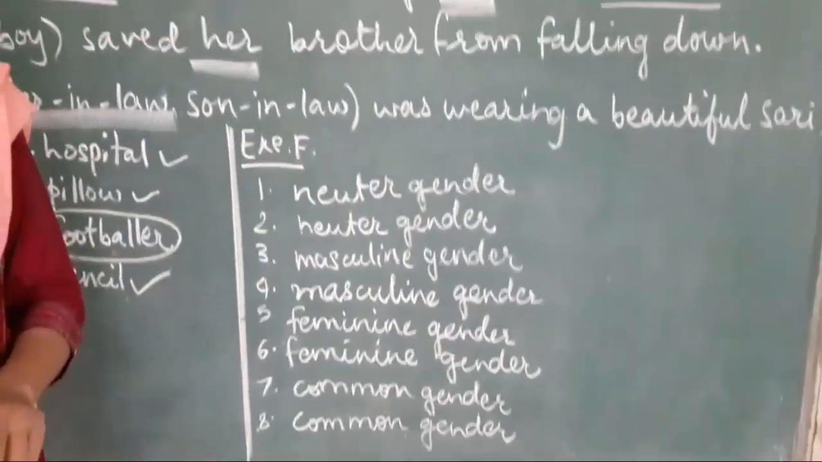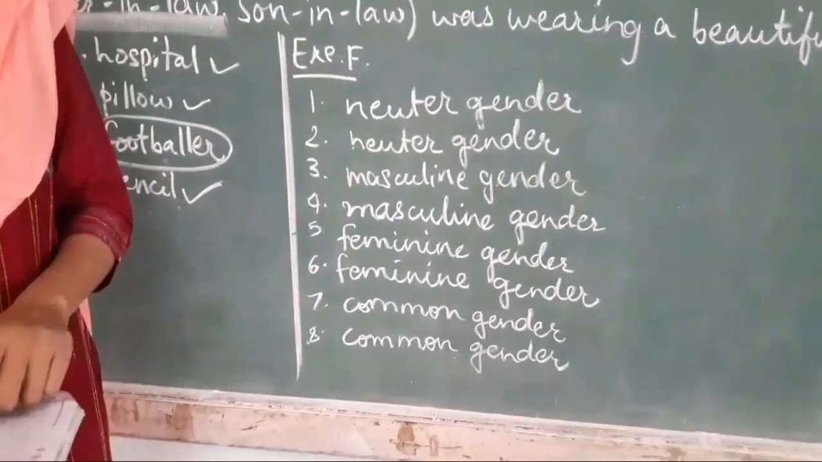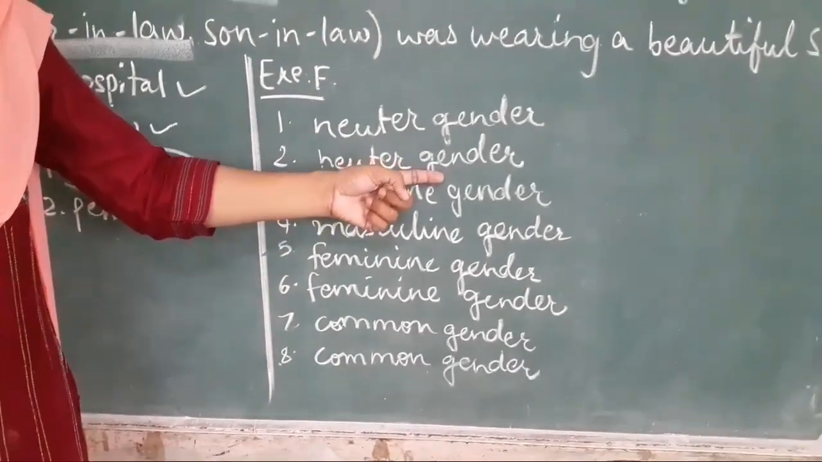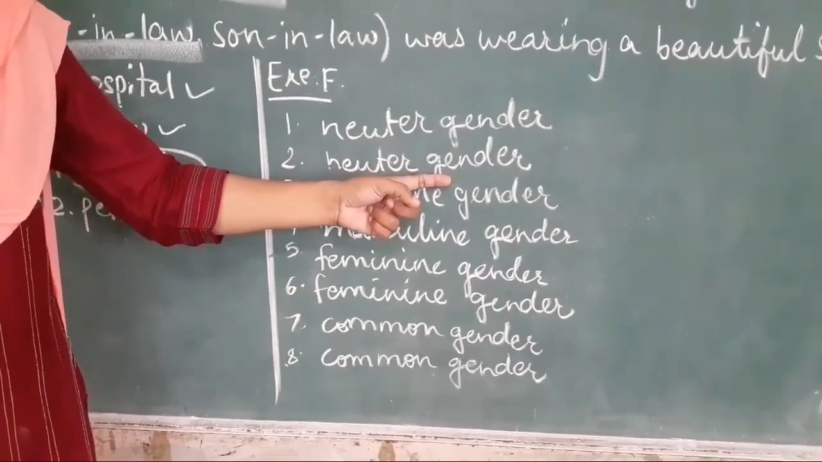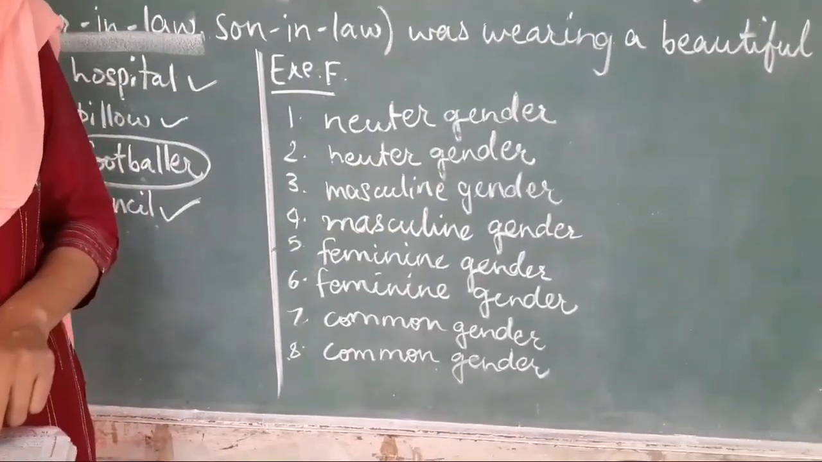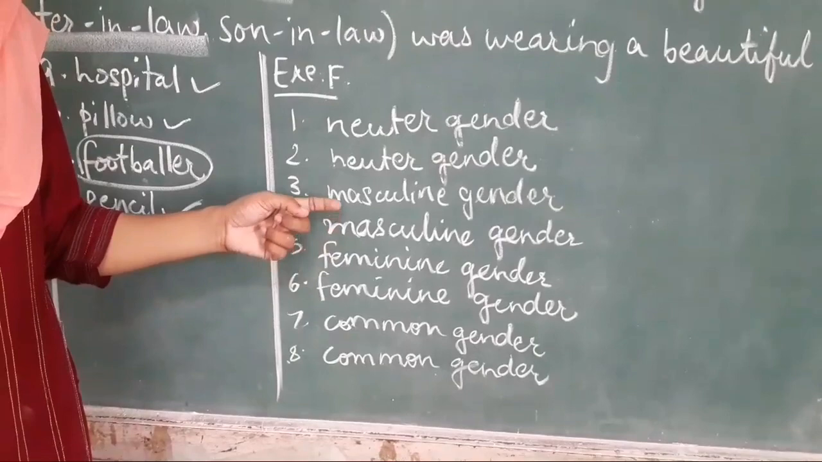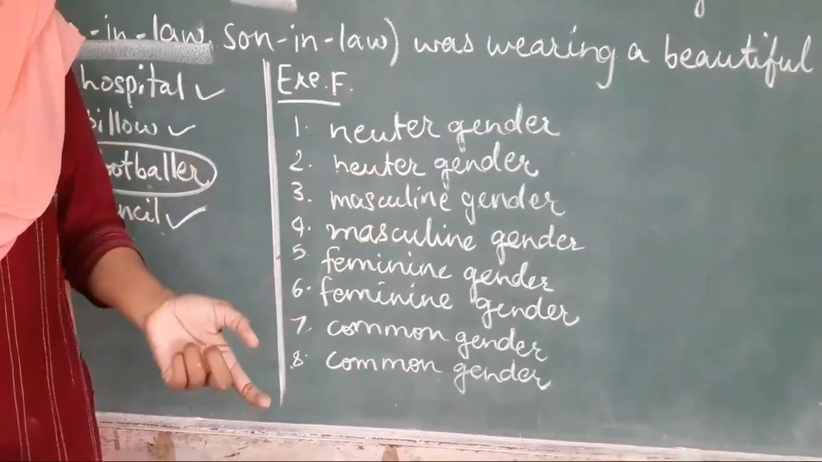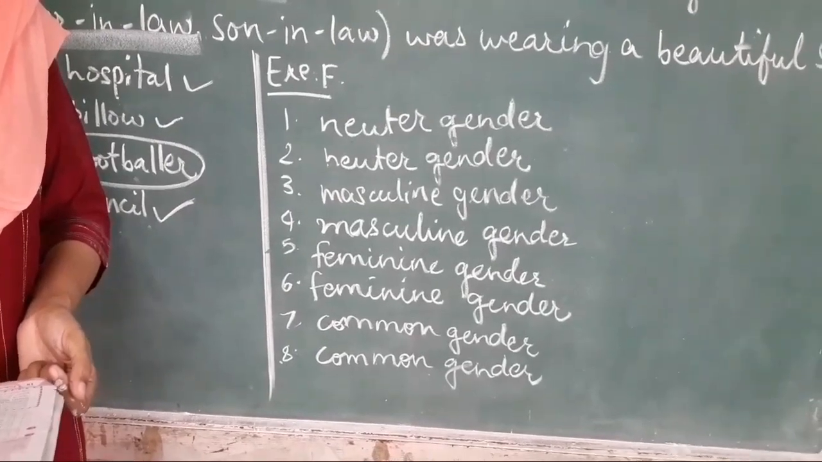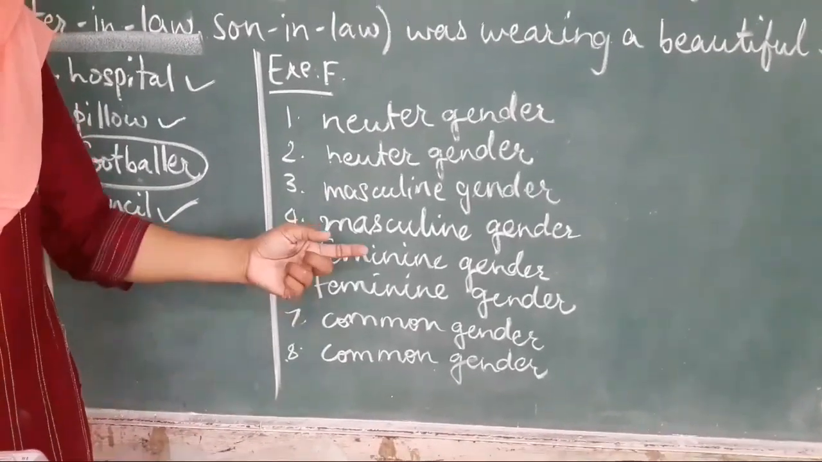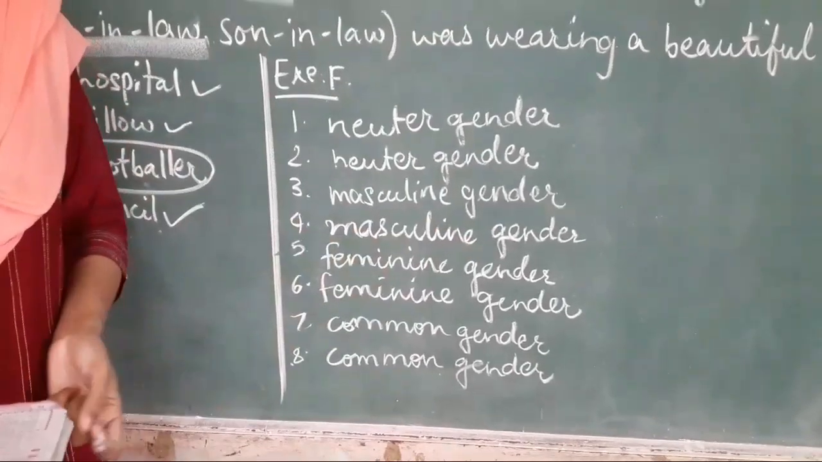Next one. The taxi was at the gate on time. Now the word taxi is a neuter gender. It is neither feminine, nor masculine, nor common. Third one. The widower felt lonely in the big house. Now widower is a masculine gender. Widow would be feminine. Next one. The little boy looked after the gander well. Gander is masculine gender.